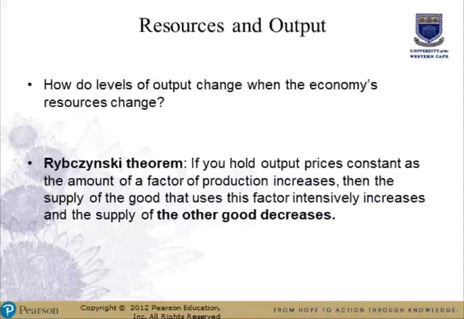Now, let us complete the analysis of the two-factor economy by illustrating the effects of an increase in a factor of production on output. According to Rybczynski's theorem, if you hold output prices constant and increase the amount of a factor of production, then the supply of a good that uses this factor intensively increases and the supply of the other good decreases. Let us examine how this happens.